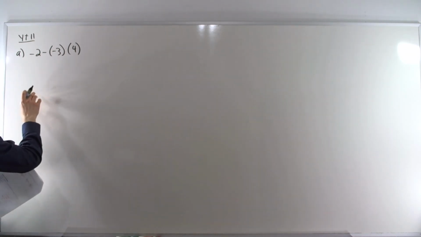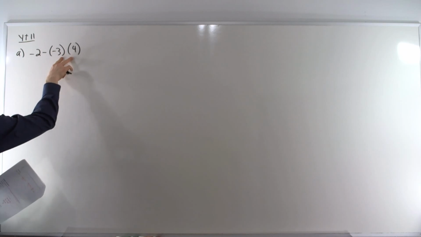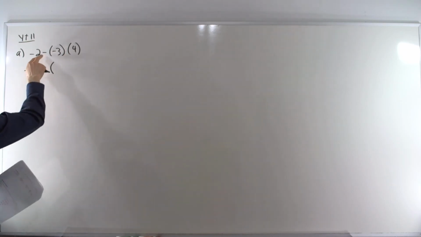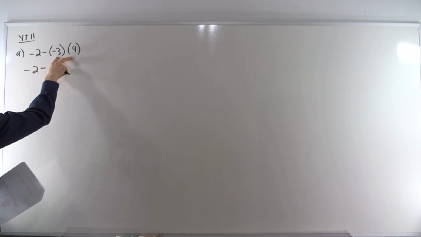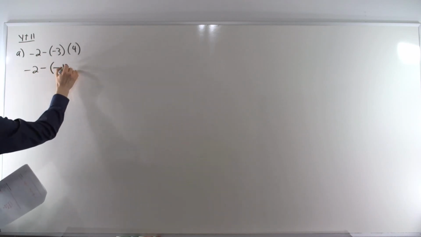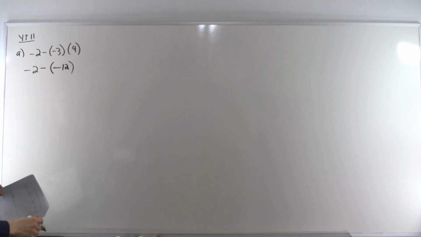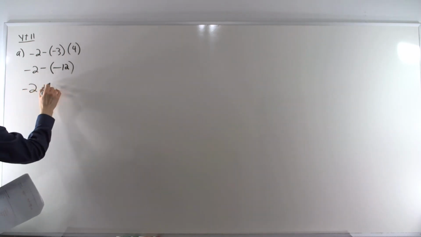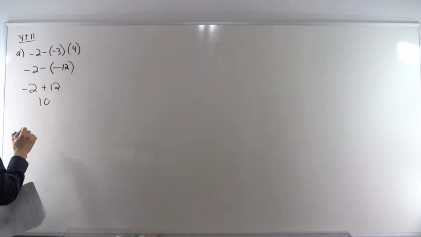All right, part A. Got a multiplication here. We'll start here. Negative 2 minus. Make sure you bring down that negative sign. Negative 3 times 4 is negative 12. Now we're subtracting a negative. This turns into addition, so negative 2 plus 12, 10 for the first one.